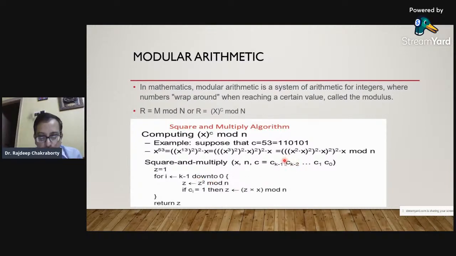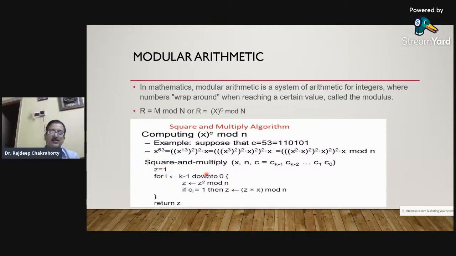And if the bit is 1, this power bit is 1, so what we have to do? We have to square it and then we have to perform Z times X mod n. Okay, so if it is 0, only square is done, and if this bit is 1, then square and multiply is done. So if you see, this computation is much lower than computing x, c times. Okay, and finally we have the Z output.